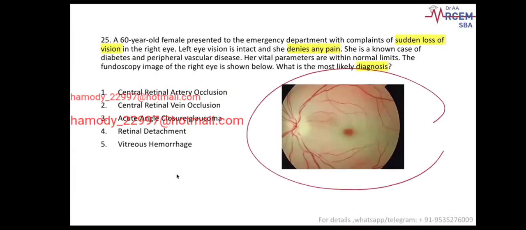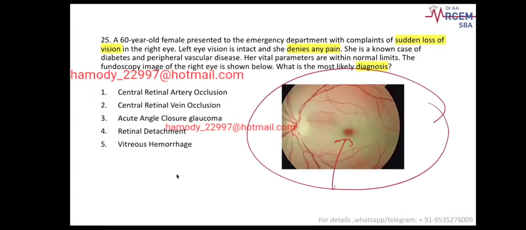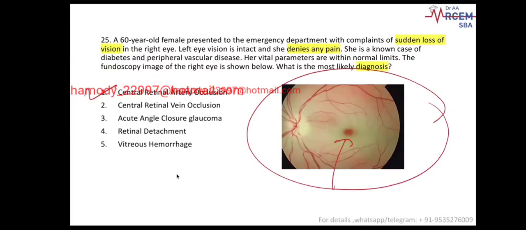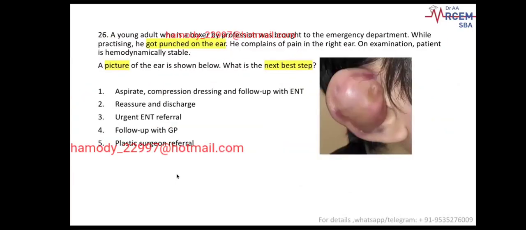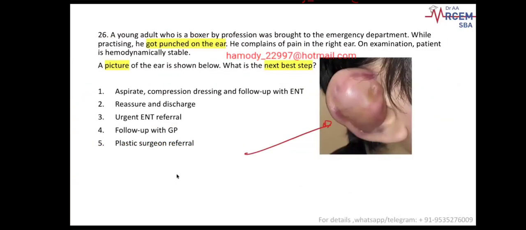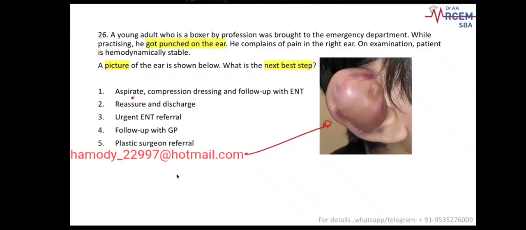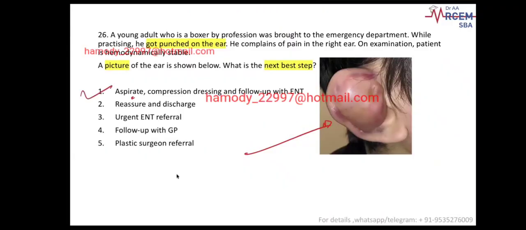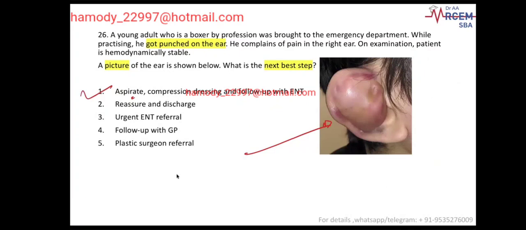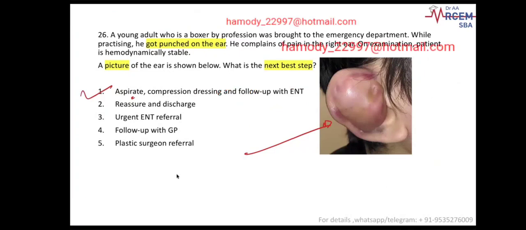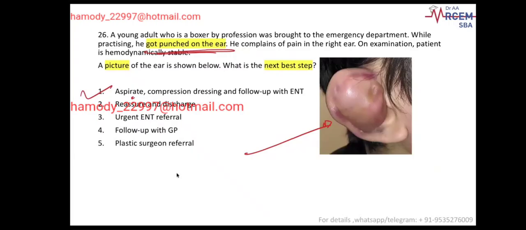Cherry red spot, easily I can make a diagnosis of a central retinal artery occlusion. No confusion at all here. This image is itself enough for me to tell it is a traumatic auricular hematoma, also known as cauliflower ear. Important thing is to prevent avascular necrosis, so aspirate, compression dressing, and follow up with the ENT is required here. Commonly seen during wrestling, so that's why they have mentioned punches on the ear.